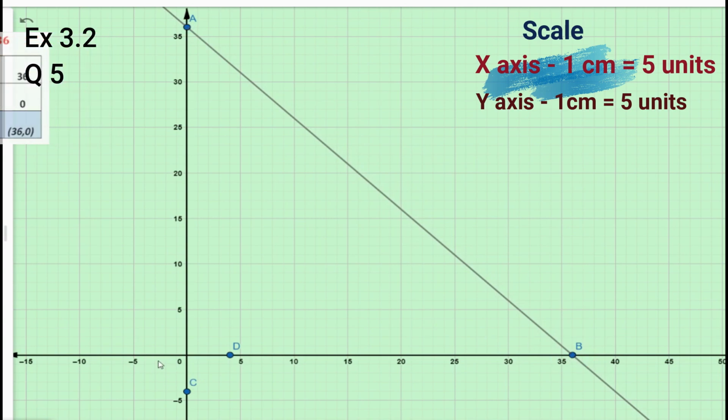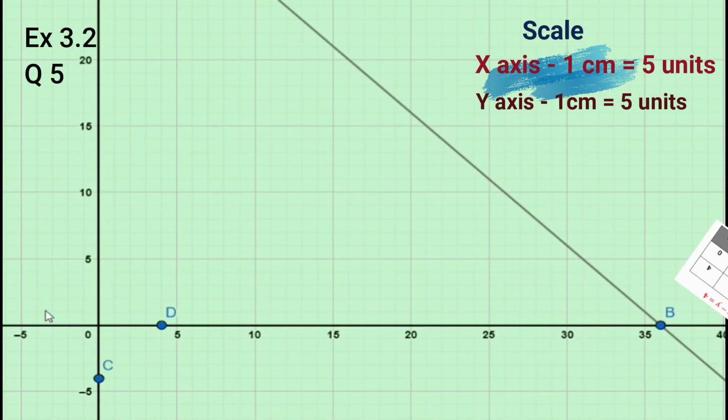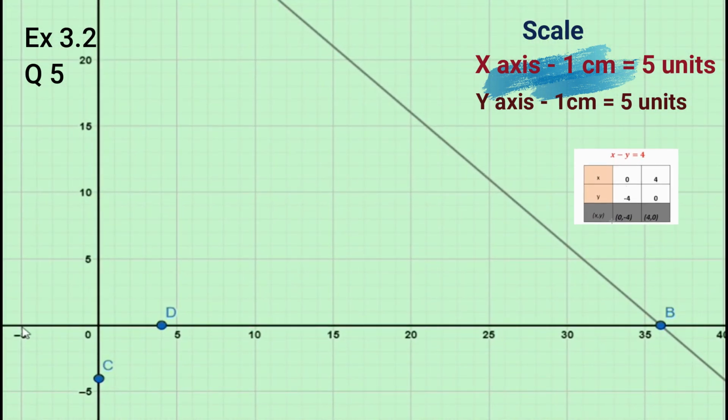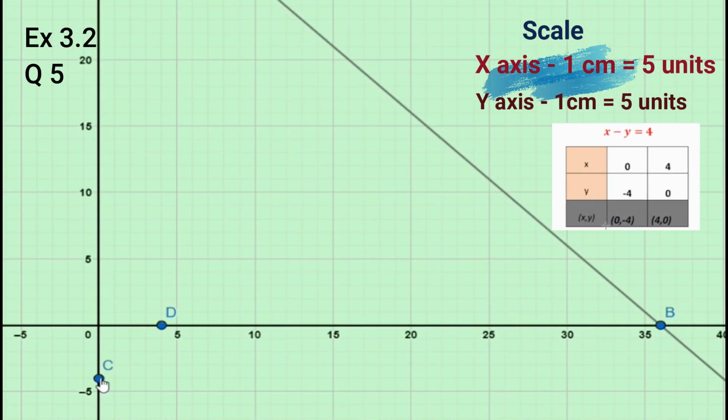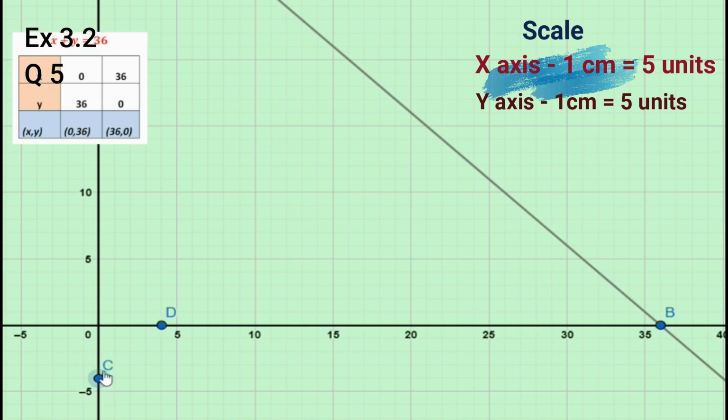Now we are going to draw 2 points for the equation x minus y is equal to 4. So x minus y is equal to 4. The 2 points are 0 comma minus 4, which lies on negative y axis at this point C, and 4 comma 0 lies on D on x axis. We will draw a straight line touching the points C and D.